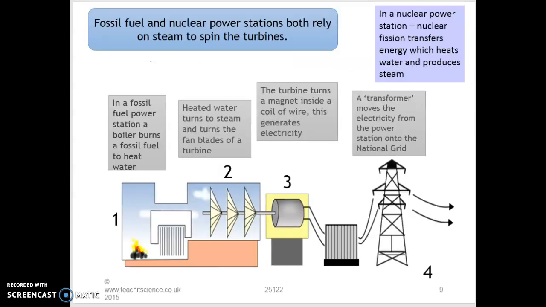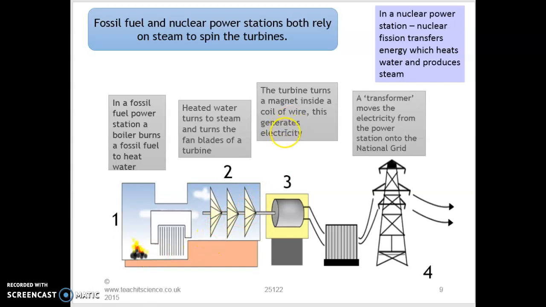All right, so we've seen this slide before. These are actually in the right order now. So this is just recapping on what a fossil fuel power station does to generate electricity. So we've got to heat the water, spin the turbine blades with our steam, which has come from our heated water. So we've burnt our fuel to get the heated water in this case.